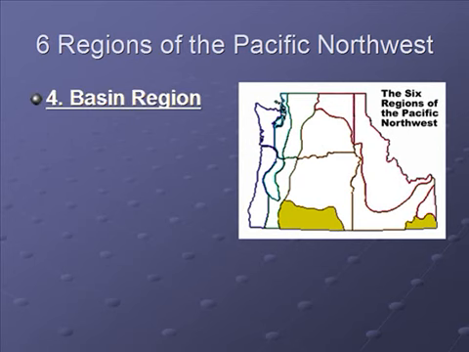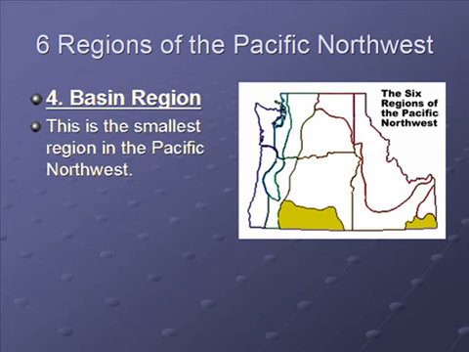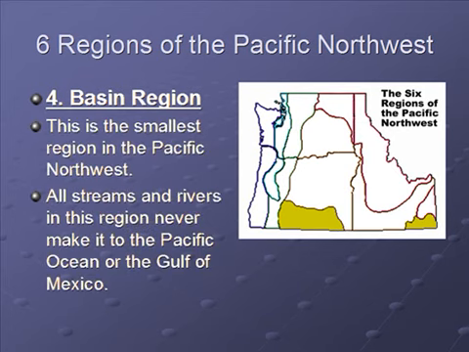The next region is the Basin region. This is the smallest region in the Pacific Northwest, and all the streams and rivers in this region never make it to the Pacific Ocean or the Gulf of Mexico.